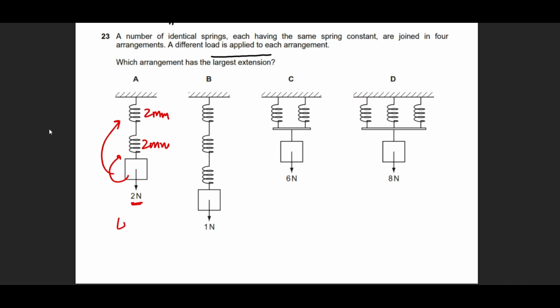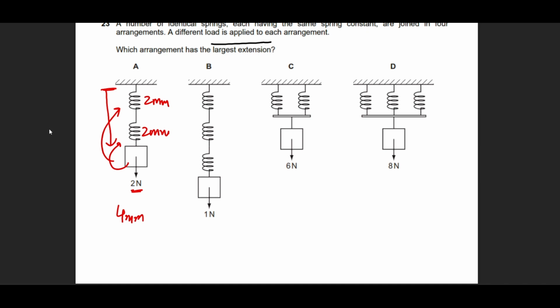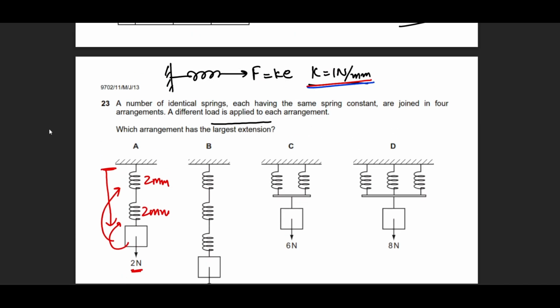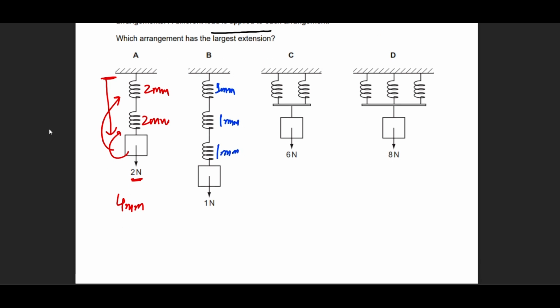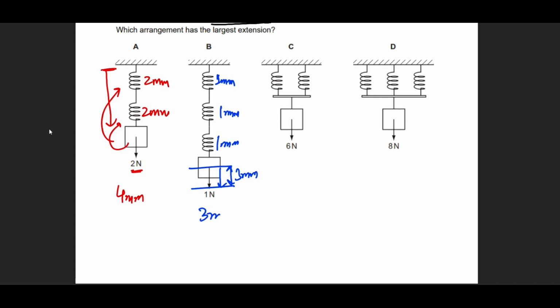So this will actually be a 4 millimeter extension combined from the starting point to this point. All right, moving to this point, we have 1 newton of force. I realize that 1 newton only stretches 1 millimeter. So this will be stretching by 1 millimeter, this will be stretching by 1 millimeter, and this will also be 1 millimeter. From the starting point to this current position, it would have stretched by 3 millimeters collectively. So this option is 3 millimeters.